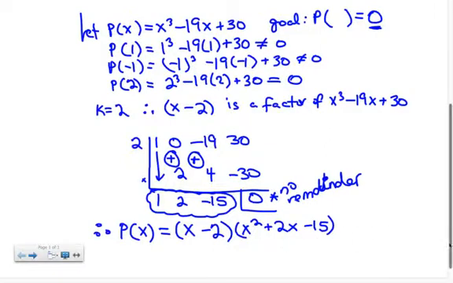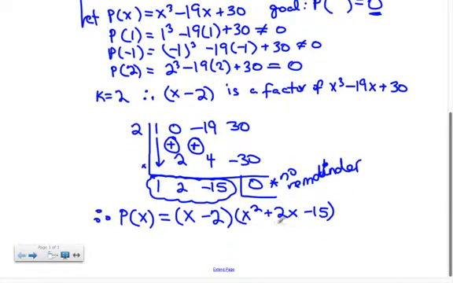This is easy stuff. This was grade 10 stuff. This is factoring a simple trinomial. So if I'm going to continue this on, it's going to be x minus 2, and then I ask myself, factoring a simple trinomial, what multiplies to negative 15 and at the same time adds to positive 2? So that's going to be x plus 5 and x minus 3. Minus 3 times 5 gives me negative 15. Minus 3 plus 5 gives me positive 2.